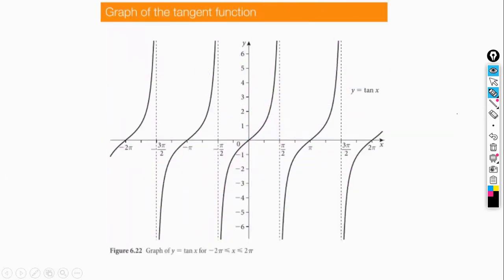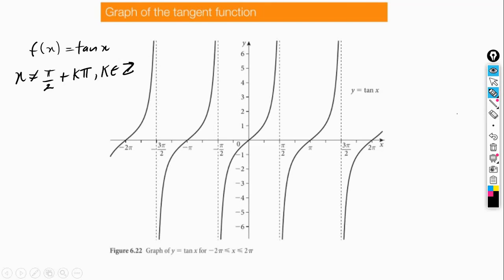So next we're going to take a look at the graph of the tangent function. From work done earlier in this chapter, we expect that the behavior of the tangent function will be different from that of the sine and cosine functions. In section 6.2, we concluded that the function f of x equals tangent of x has a domain of all real numbers such that x cannot equal pi halves plus multiples of pi. This is for any k belonging to the integers.